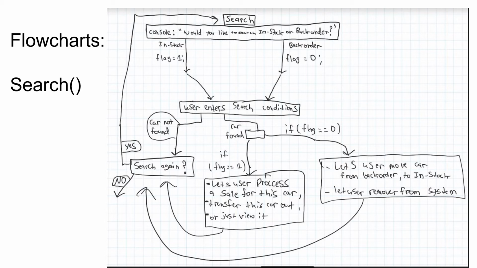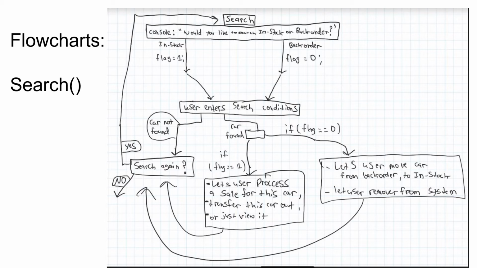If the car is not found, we ask if they want to search again. If so, we recursively go through search. If not, we go back to main. If the car is found, we check if the flag is 1 or 0, which tells us if it's in stock or back order. We do this because there are different things you can do with the car object dependent on where it's at, because you wouldn't want to be able to sell a car that's on back order.